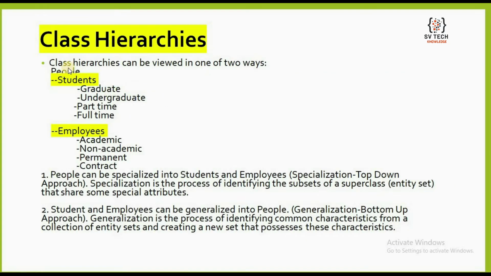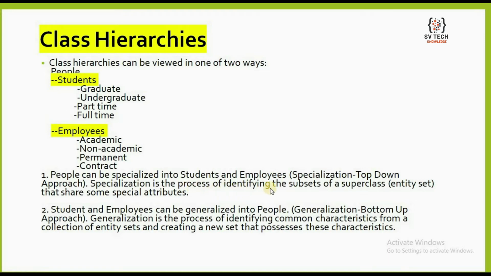Class hierarchies. Class hierarchies can be viewed in one of two ways. Suppose we take people: a student can be a graduate, undergraduate, part-time or full-time. If we take employees: academic or non-academic, or permanent or contract. Like this we can categorize people, who can be specialized into students and employees. Specialization is the top-down approach which we have learned in the earlier topic.